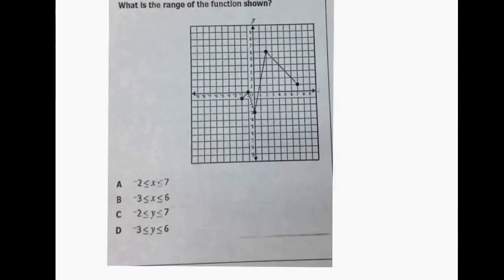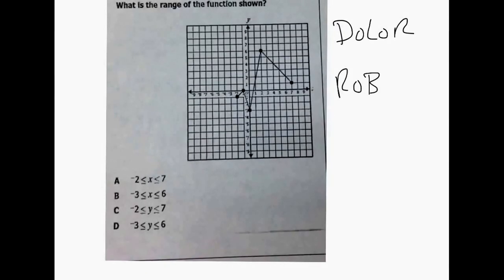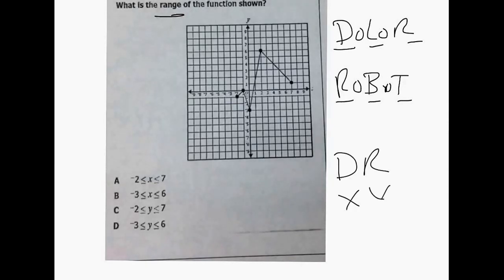Alright, the next one, domain and range. We had the robot. Domain meant left to right. Range meant bottom to top. Our question asks us about the range. We also know about Dr. X, Y, which says that the domain is about the x and the range is about the y.